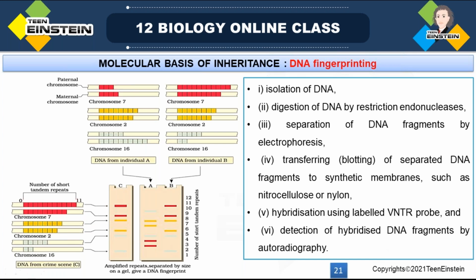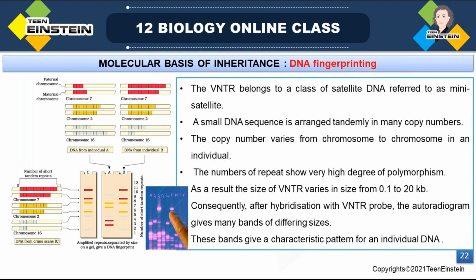First, we are isolating the DNA. Then digestion of DNA by restriction endonuclease. Then separation of DNA fragments by electrophoresis. Then transferring of separated DNA fragments to synthetic membranes. There comes the blotting technique and hybridization using labeled VNTR probes, and then detection of this hybridized DNA fragments by autoradiography. Okay.